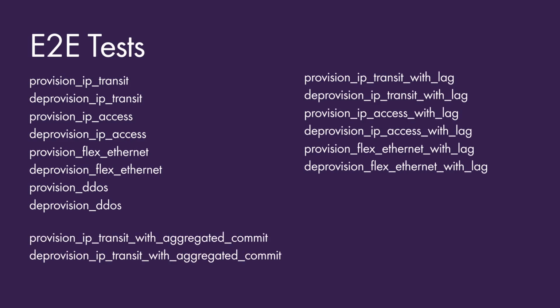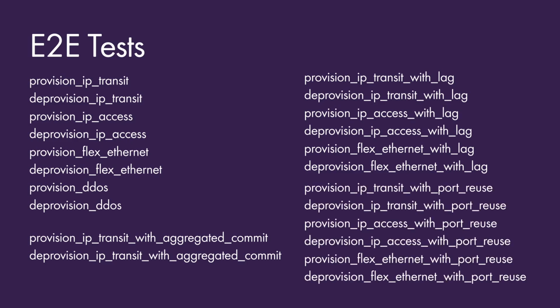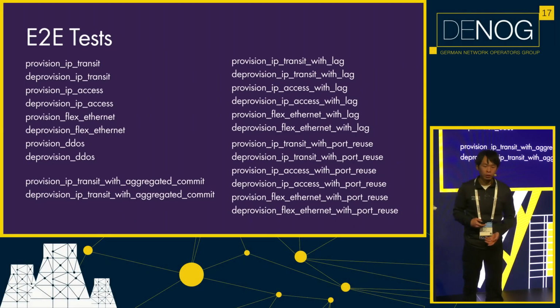What about aggregated commit? We have this feature that allows you to aggregate your commit across different services. Yeah, we have to test that too. What about reusing ports? Yeah, we have to test that too. And you want to test this in different combinations, right? We talk about LAG, we talk about port reuse. What about LAG reuse? So this combination starts to explode very quickly. And every time you add a feature, you can see the pipelines getting slower. So that's not great.